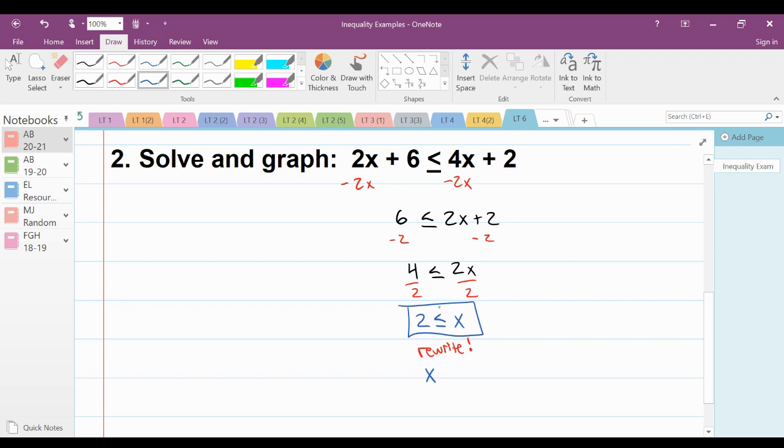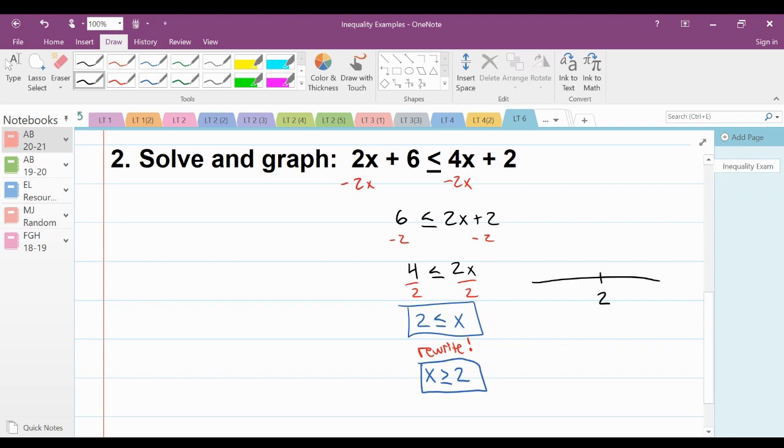Now notice that this less than or equal to sign opens up to the x, so when I rewrite it, I need to maintain that consistency. So I'm going to actually have x ≥ 2, because if 2 ≤ x, that means x has to be greater than or equal to 2. Either of these are fine solutions, but as far as graphing them, the second one is a much easier graph.